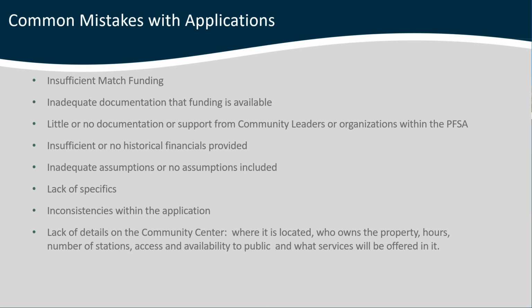Lack of specifics, inconsistencies within the application. For example, sometimes you'll see that something as basic as the amount of the grant request differs from section to section, which is obviously a big problem. Lack of details on the community center, where it is located, who owns the property, hours, numbers of stations, access and availability to the public, and what services will be offered in it.